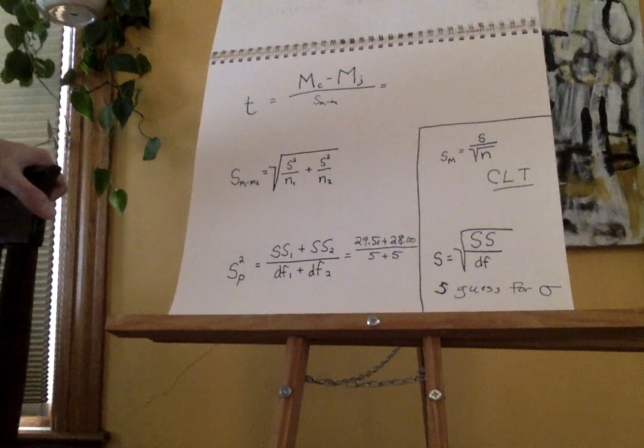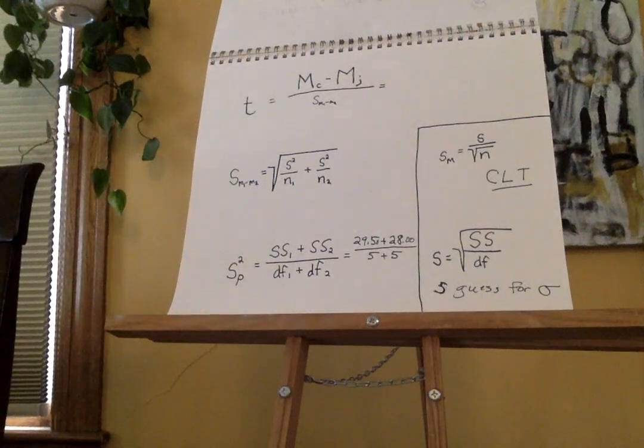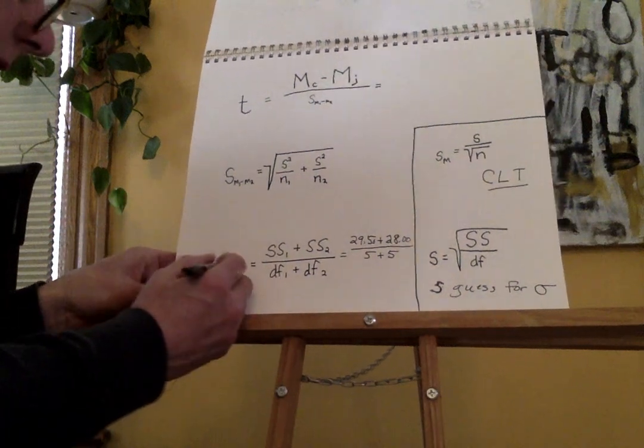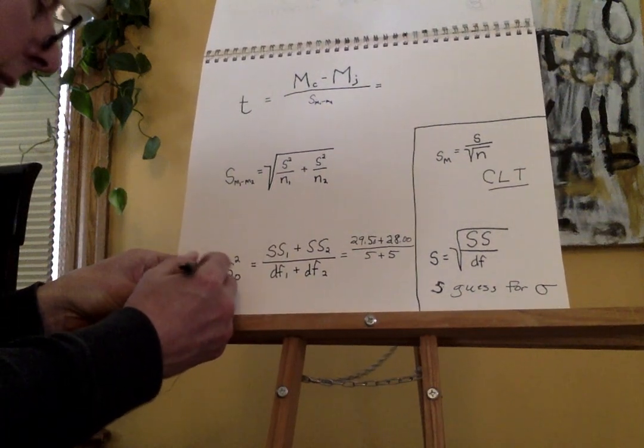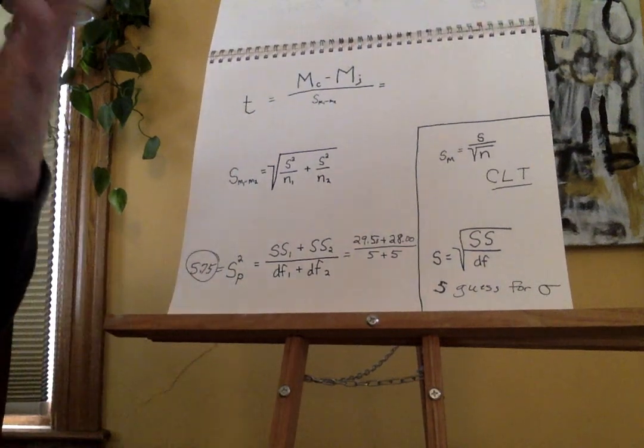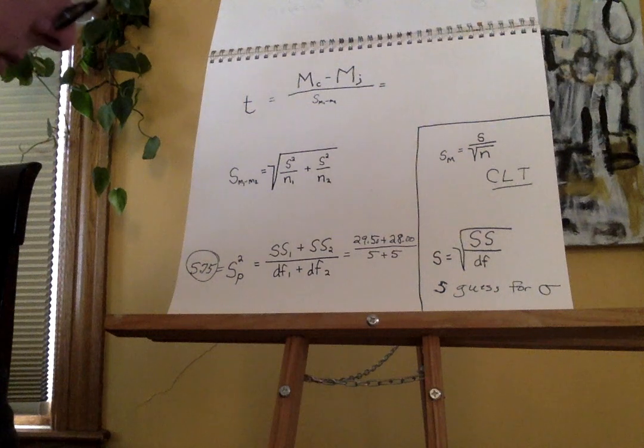Hold on now. You guys got it? I could almost do this in my head, right? 29.5 plus 28 equals 57.5 divided by 10. So 5.75, right? So this is 5.75, okay? Just set it up like this so you can keep your wits about you, right?